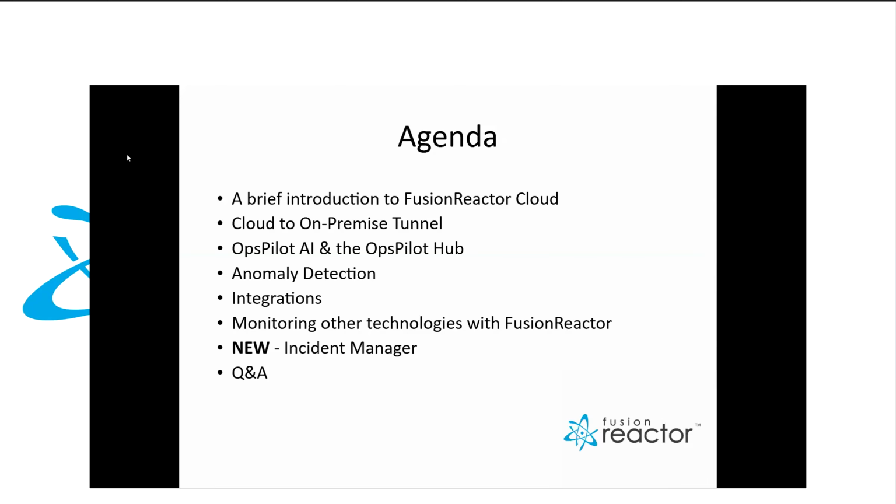The machine learning-based anomaly detection system, how you can use that and how it can help you prevent issues within your environment. The integrations, which you'll see as we go along. There are many integrations that we use within FusionReactor, and I want to let you know where they are, how you can connect them, and how you can use them. How you can monitor other technologies with FusionReactor as well. And then something that is brand new, I only saw it for the first time last week, a new incident manager service. Towards the end, hopefully some Q&A as well.